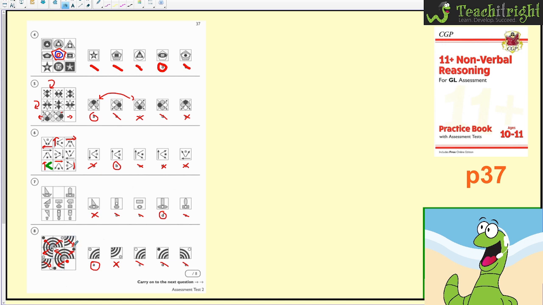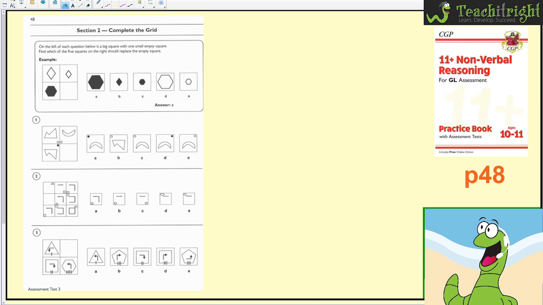The fact that it must, just following the progress of that circle around, tells us it must be A, and I'm pretty confident that one is correct there. Right, we're on then to the new section. So this is another section 2 later in the test. It's on page 48, so feel free to jump ahead with me. And again, it's going to start off on some slightly easier ones and get to the harder ones.